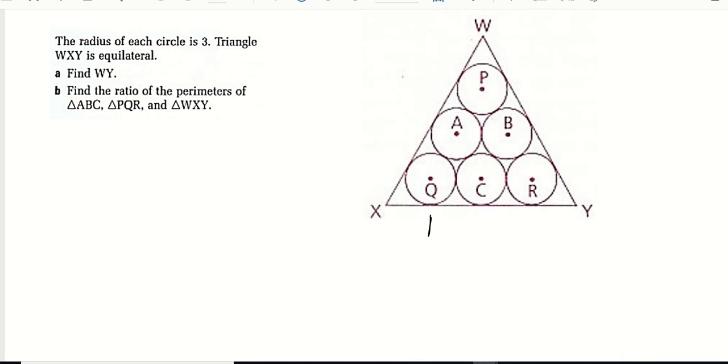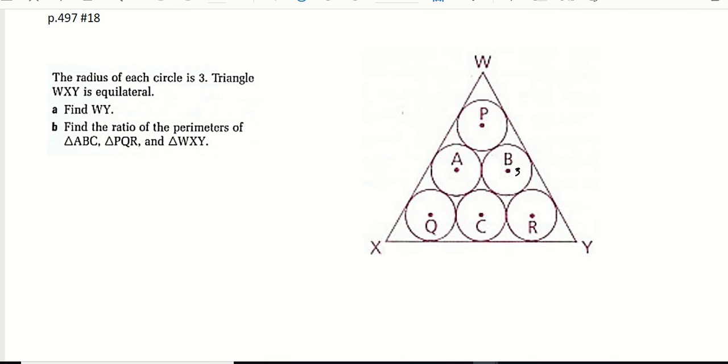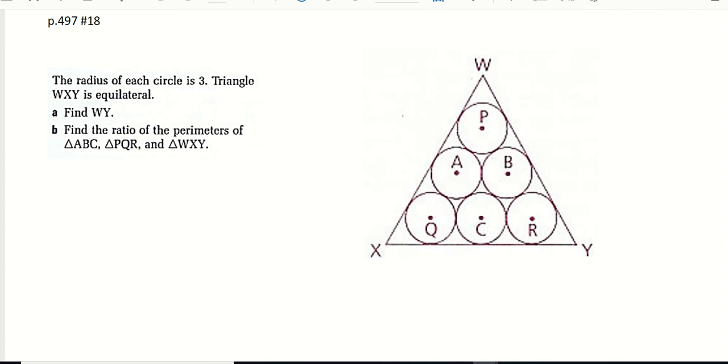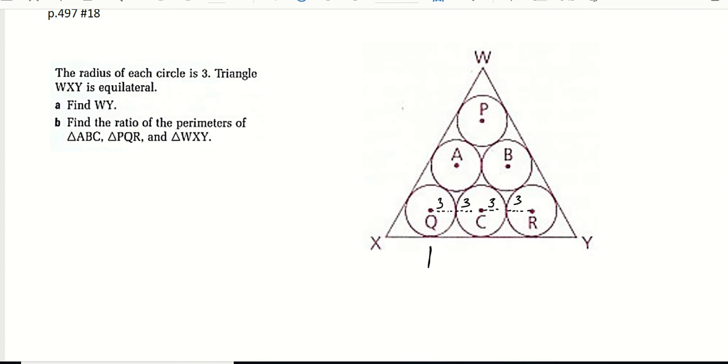So the first thing I know is this is a radius of 3. And these two circles are tangent at that point. And so these two radii combine to make a distance of 6. And the same thing happens over here from C to R, 3 and 3. So from Q to R, 3 plus 3 is 6, plus 3 is 9, plus 3 is 12. So from Q to R, we have a distance of 12.